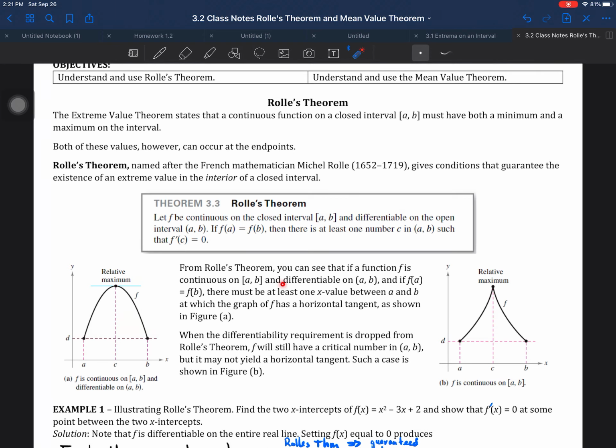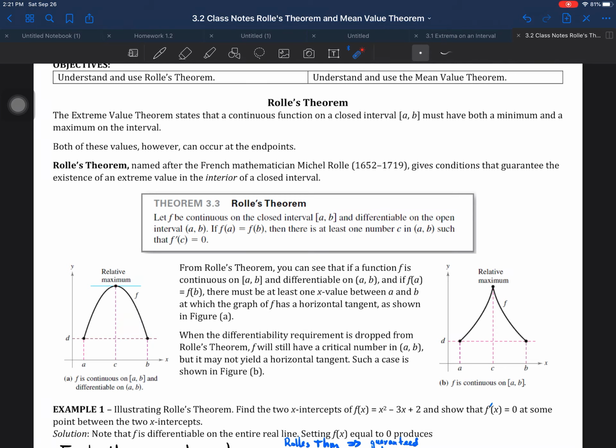So from Rolle's theorem, you can see that if the function f is continuous on the closed interval and differentiable on (a, b), and if f(a) and f(b) are the same, then there must be at least one x value between a and b for which the graph of f has a horizontal tangent, as shown in the figure.